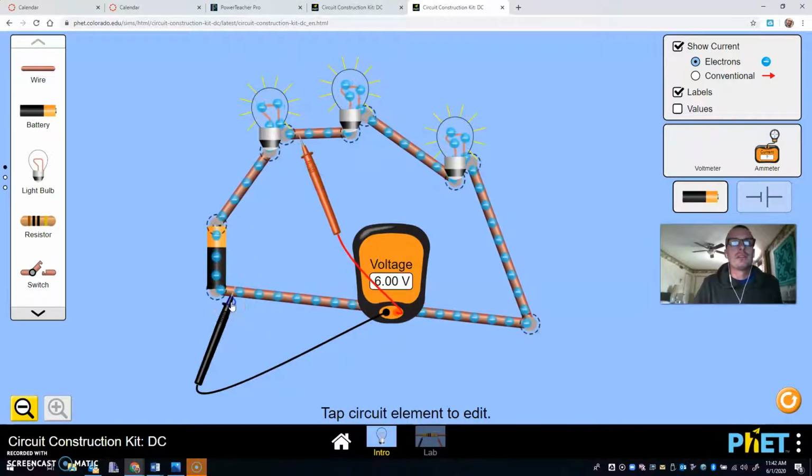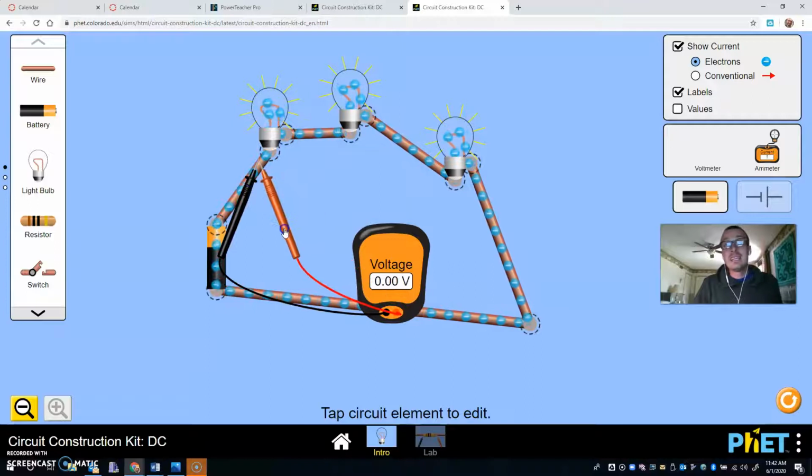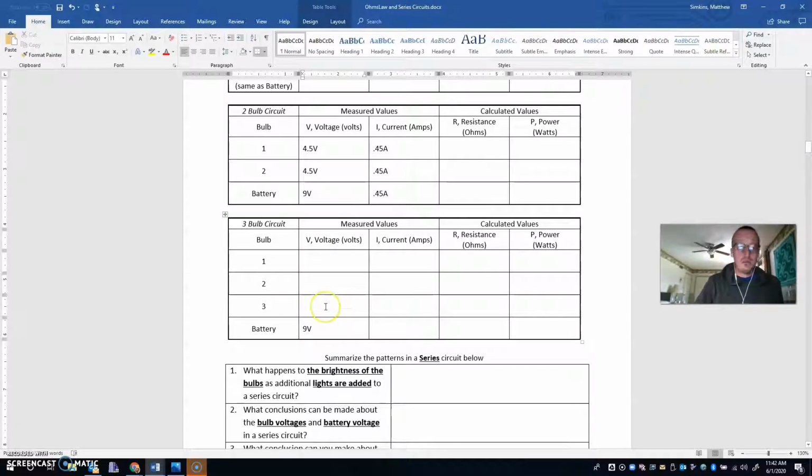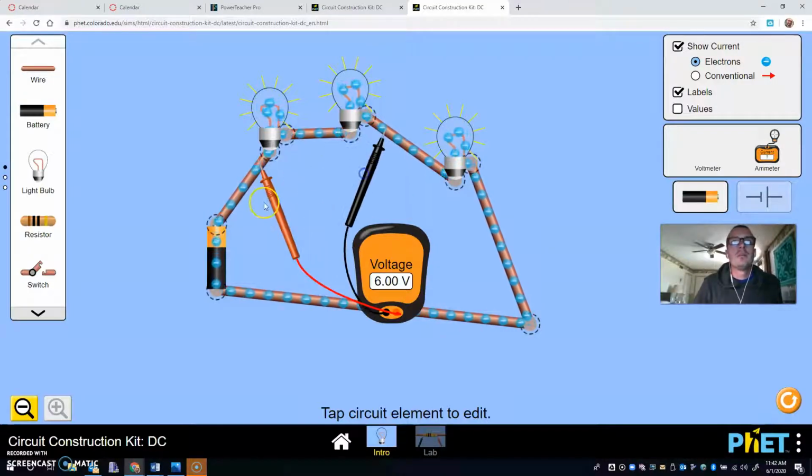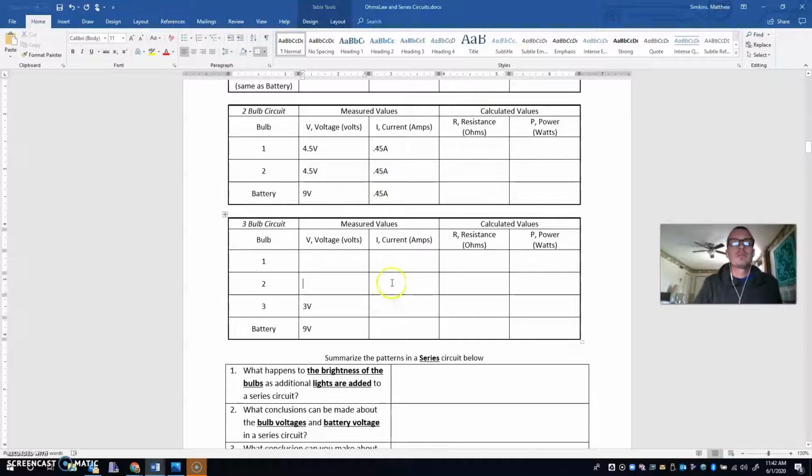Here's bulb number 3, as I called it earlier. And if it's negative, what do you do? Switch the red and the black. Bulb number 3 is going to be 3 volts. It's going to be that one. All right, let's go to the second bulb. Bulb number 2 here. That says 3 volts.